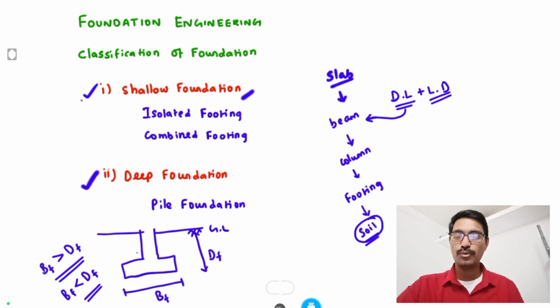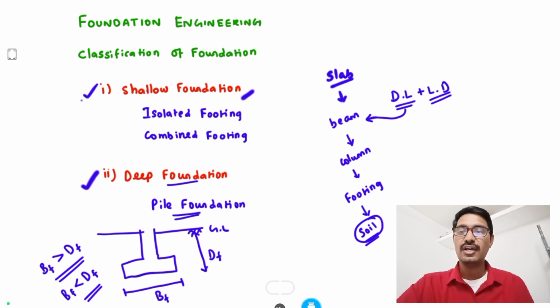For example, in some cases the bearing capacity of soil is very low. At a deeper depth, the soil has enough bearing capacity to carry the load, so in that place the foundation is laid at the deep depth. That is called deep foundation. The main foundation used as a deep foundation is called pile foundation. Next thing is shallow foundation.